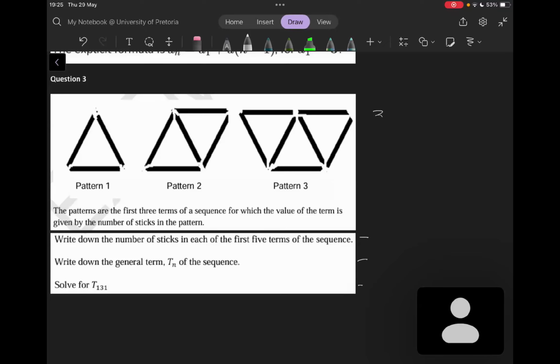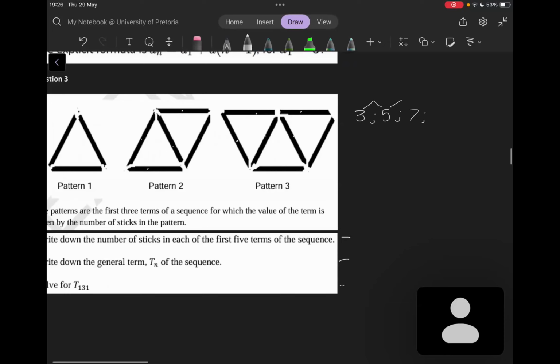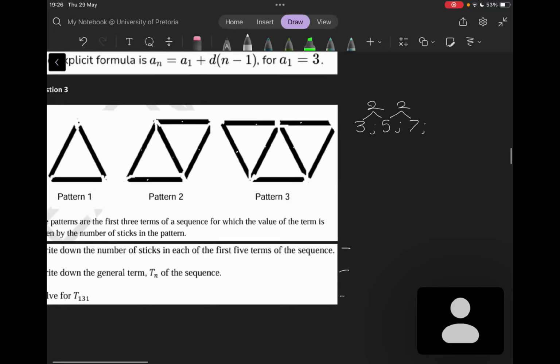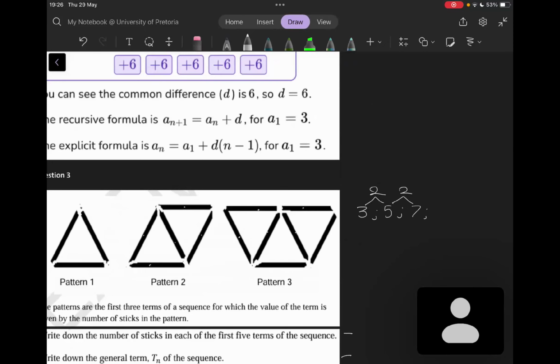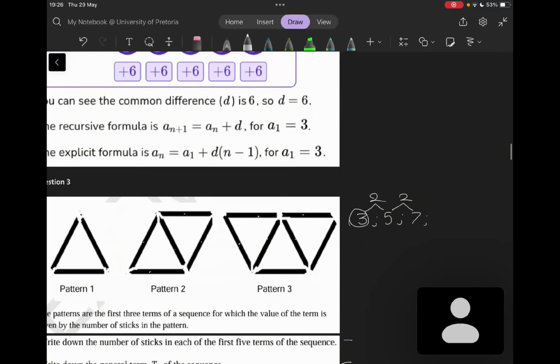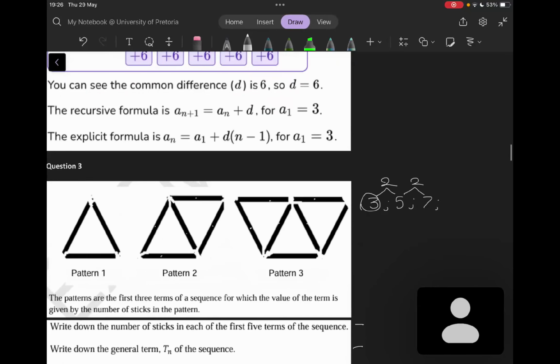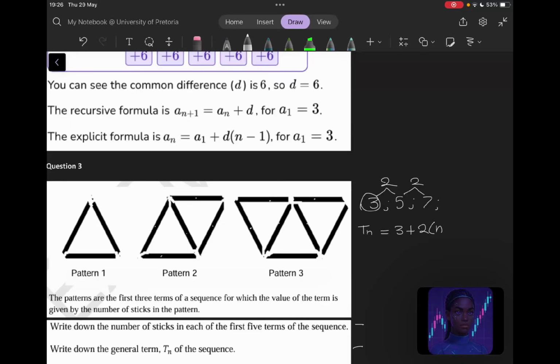Cool. Let's just write down the patterns over here, pattern 1, pattern 2, and pattern 3. In pattern 1, we have 3 sticks. In pattern 2, we have 1, 2, 3, 4, 5 sticks. And in pattern 3, we have 1, 2, 3, 4, 5, 6, 7 sticks, right? We have a common difference of 2, and our first term, which is A, is 3. So we can get the general term, right? Our general term in this case would be Tn is equal to A, which is 3, plus our common difference, which is 2, multiplied by n minus 1.